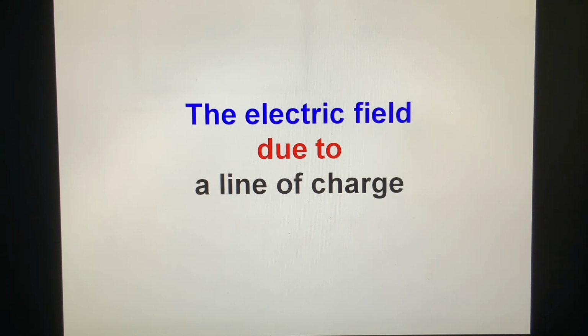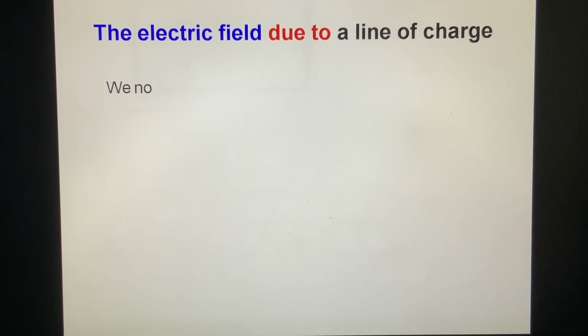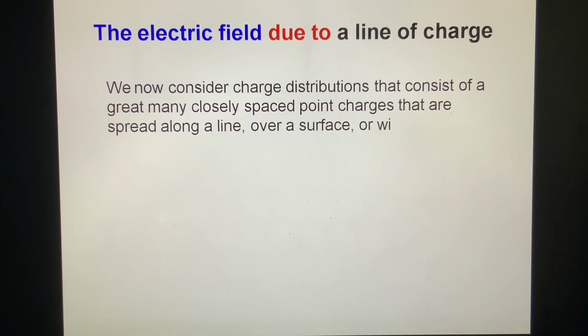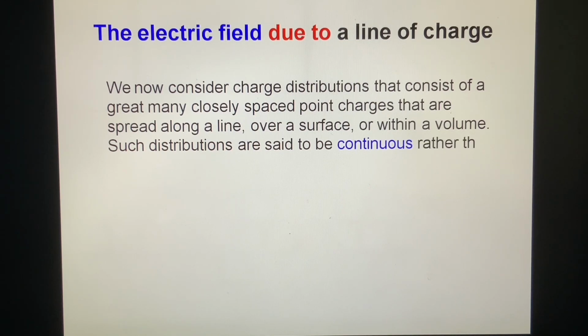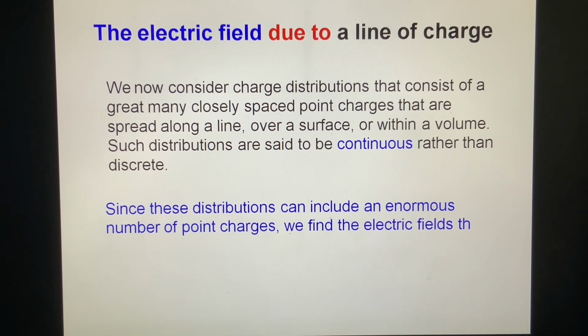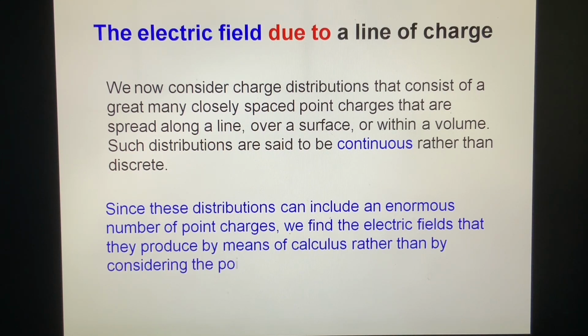Electric field due to a line of charge. We now consider charge distributions that consist of a great many closely spaced point charges that are spread along a line, over a surface, or within a volume. Such distributions are said to be continuous rather than discrete. Since these distributions can enclose an enormous number of point charges, we find the electric field that they produce by means of calculus, rather than by considering the point charges one by one.